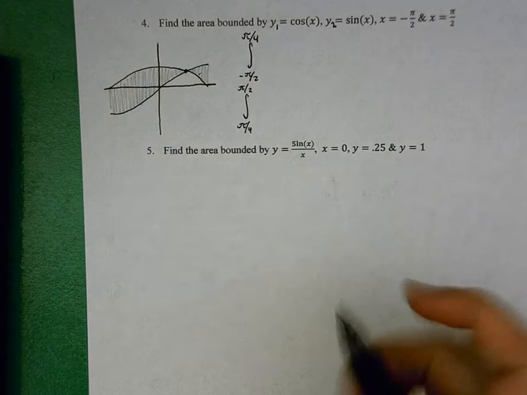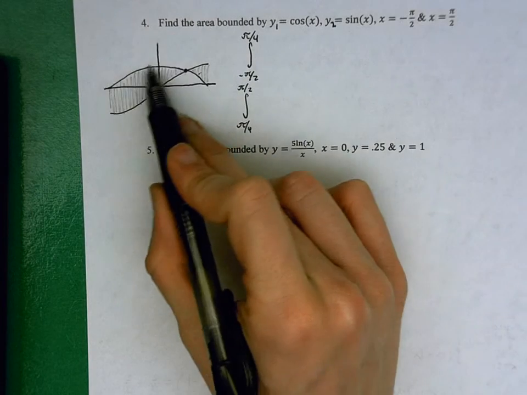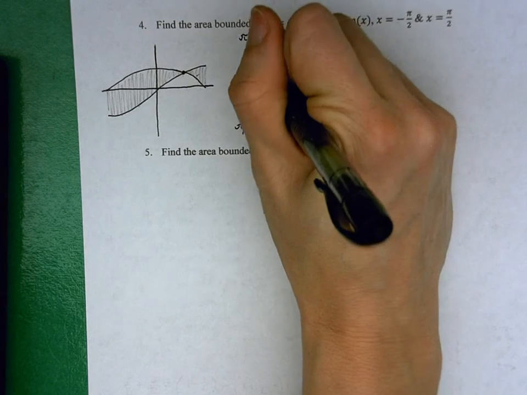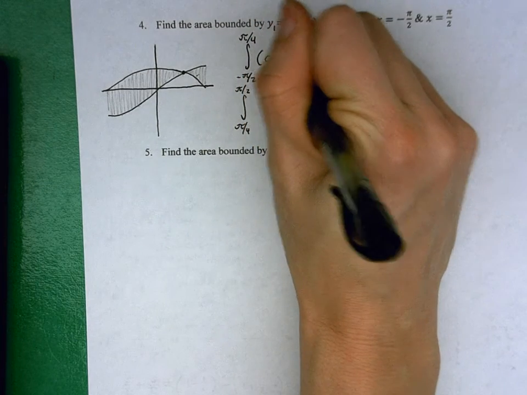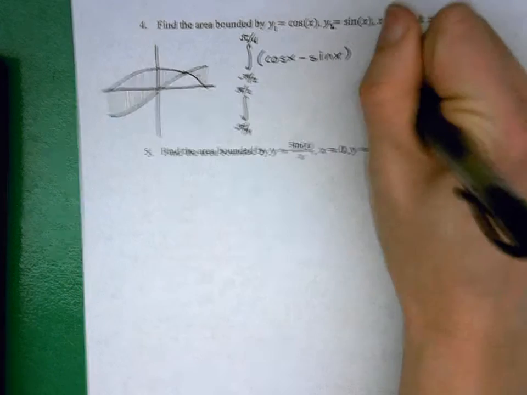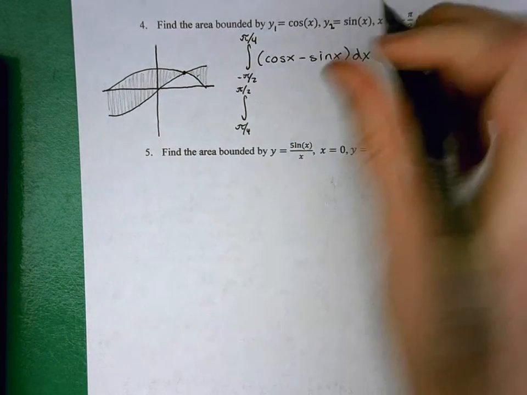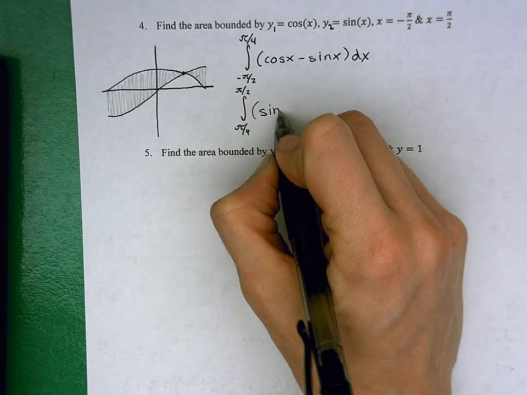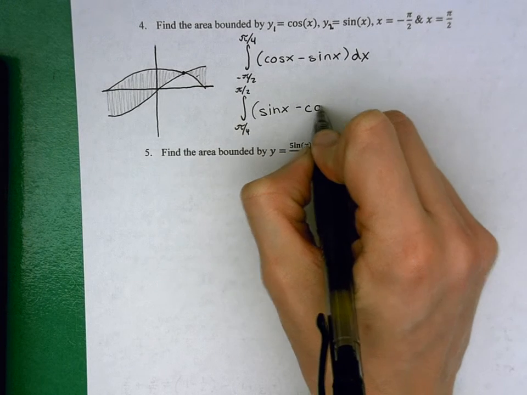For the first region, this upper graph is going to be our cosine x minus our lower graph, which is sine x. And in our second region, our upper graph is going to be sine x, and our lower graph is going to be cosine x.